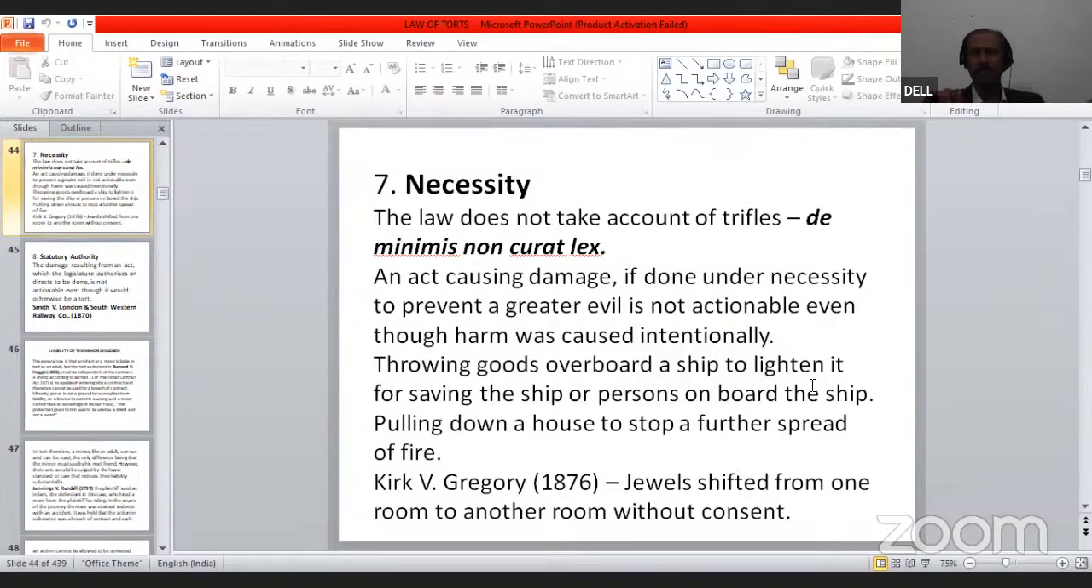But when necessity comes in, suppose you have committed some small wrong to prevent greater damage, the law permits it. Here a case comes up: throwing goods overboard a ship to lighten it, for saving the ship or the persons.